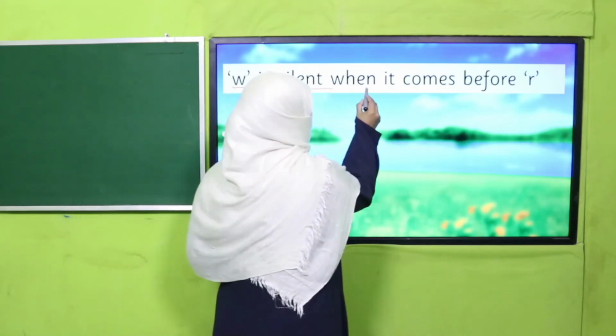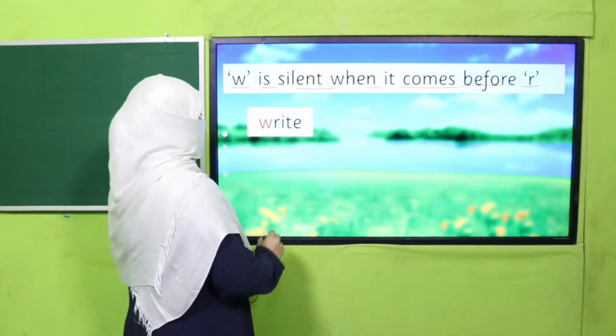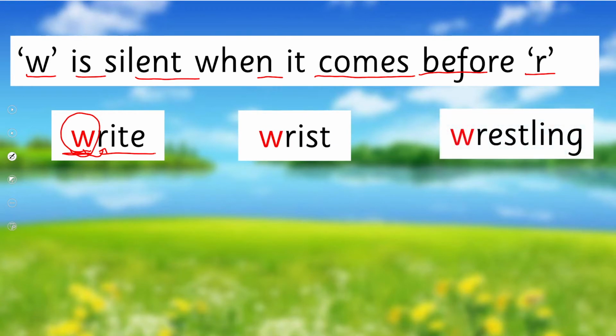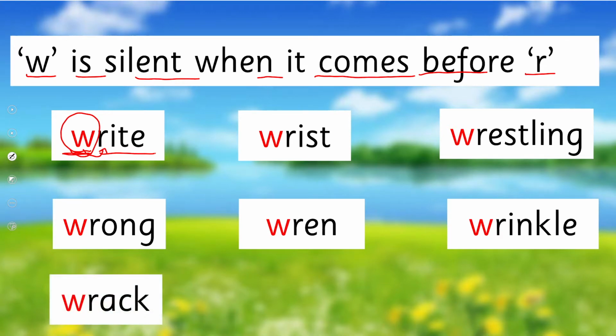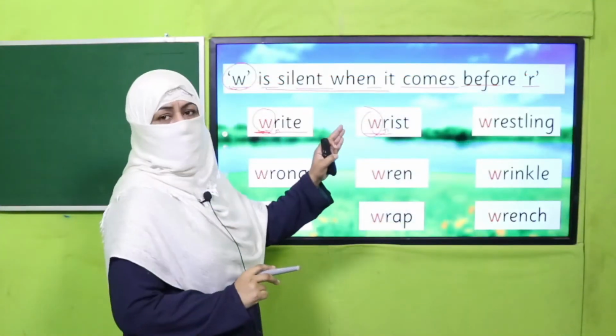W is silent when it comes before R. What does it mean? If you see a word, W is there and right after W there is R. It means this W is going to be silent, will not say it, and the rest of the word will be pronounced. Right? Wrist, wrestling, wrong, wring, wrinkle, wreck, wrap, wrench. You see, in all these words, because after W there is R, we don't pronounce this W. That's why this W is known as silent when it comes before R, right?